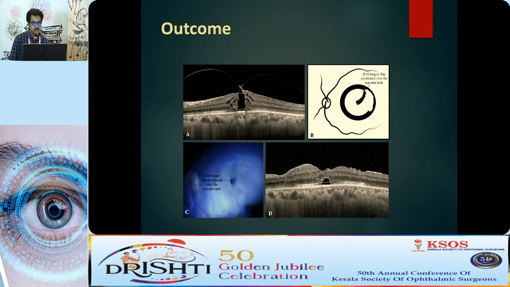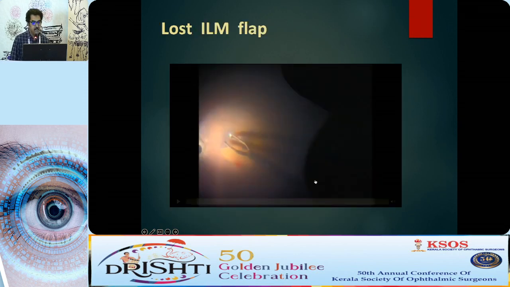So this is the outcome. This is the open hole, the peel, you can see it there, and the macular hole is closed. This is something called the outer retinal defect. People who have this outer retinal defect have very good prognosis. Don't think that there is a hole and the patient lost vision. Okay. So this is another case, again a lost flap. This is another case.